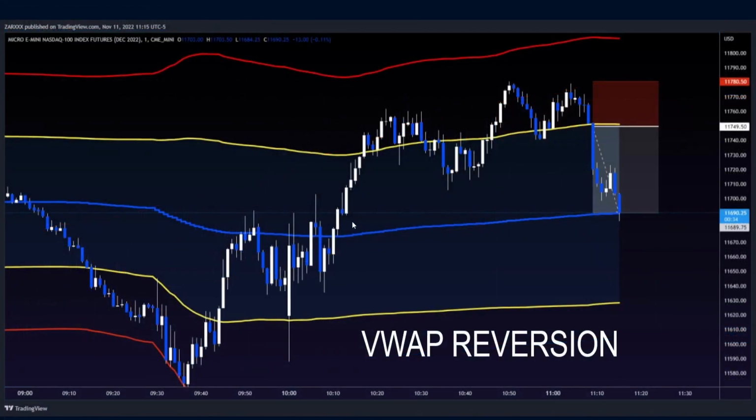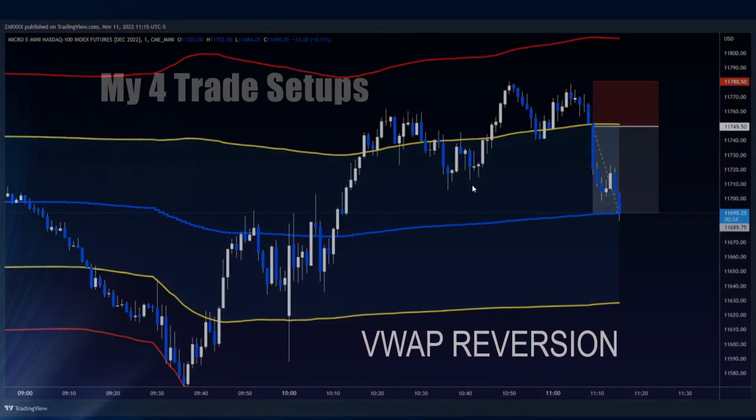VWAP reversion, again, structure starting to wane. You see a new high, a higher low, higher high, higher low, higher high, higher low, double top. Now break of that previous low. I actually took this one early. I just had a real strong sense about this one. I talk about it in the video. And then straight back to VWAP, about a 2.5 to 3R win.